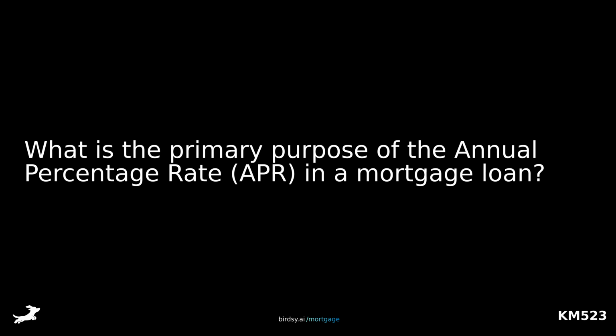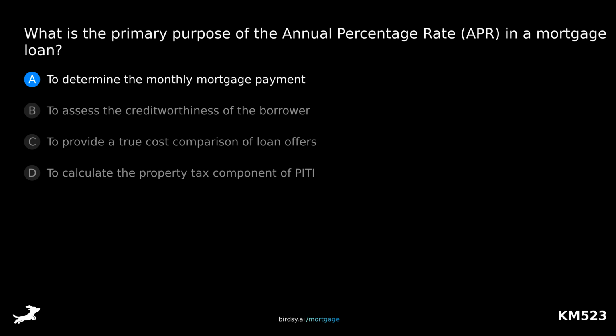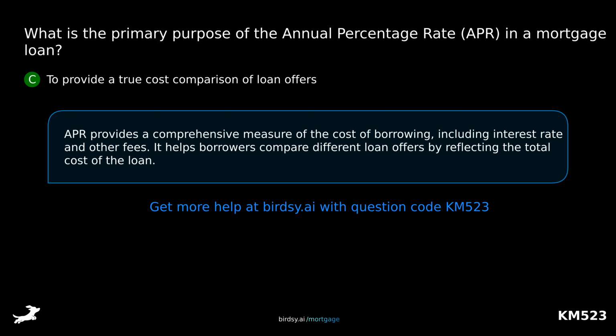What is the primary purpose of the annual percentage rate in a mortgage loan? Is it A, to determine the monthly mortgage payment, B, to assess the creditworthiness of the borrower, C, to provide a true cost comparison of loan offers, or D, to calculate the property tax component of PITI? The answer is C, to provide a true cost comparison of loan offers. APR provides a comprehensive measure of the cost of borrowing, including interest rate and other fees. It helps borrowers compare different loan offers by reflecting the total cost of the loan.